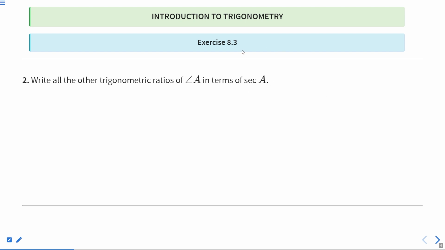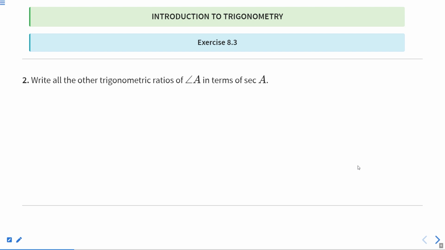Okay, so here we have to write the trigonometric ratios sin A, cos A, tan A, cot A, cosec A in terms of sec A. Here basically we'll use trigonometric identities, and we have three trigonometric identities.